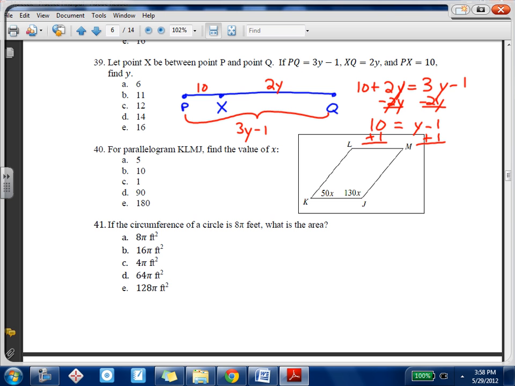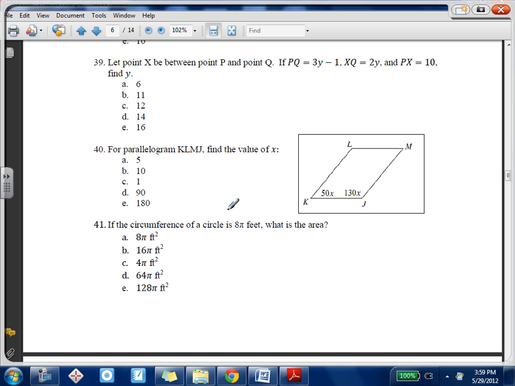We then add 1 to both sides. These cancel, and we get y equals 11. Go over to our answer choice. B is your correct answer. Please be sure that you're answering the question that is asked. Here it says find y, so we found 11. If it asks you to plug it back in, please be very careful.